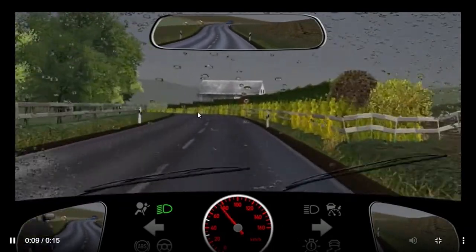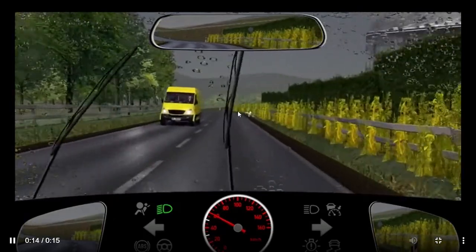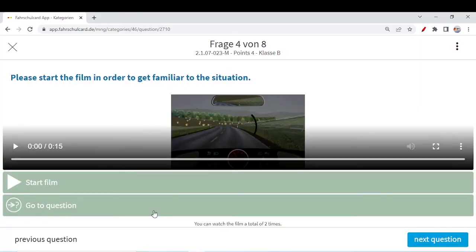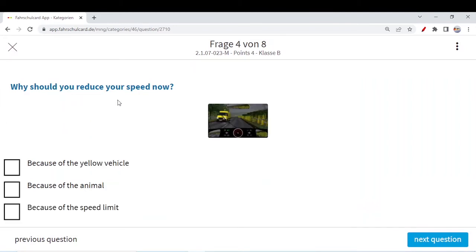Just like speed, it's now 60. You have decreased your speed to 60 from 80, and now you see a dog is coming onto the roadway. Simply you can brake. Why should you reduce your speed now? So you have to reduce your speed. What is the reason? Because of the yellow vehicle?